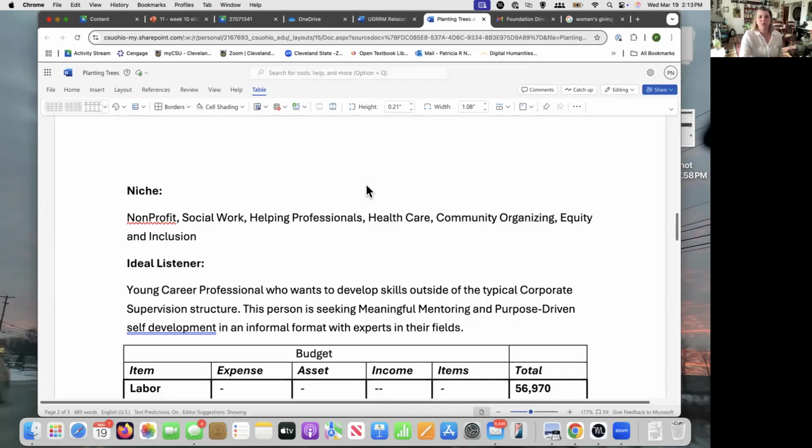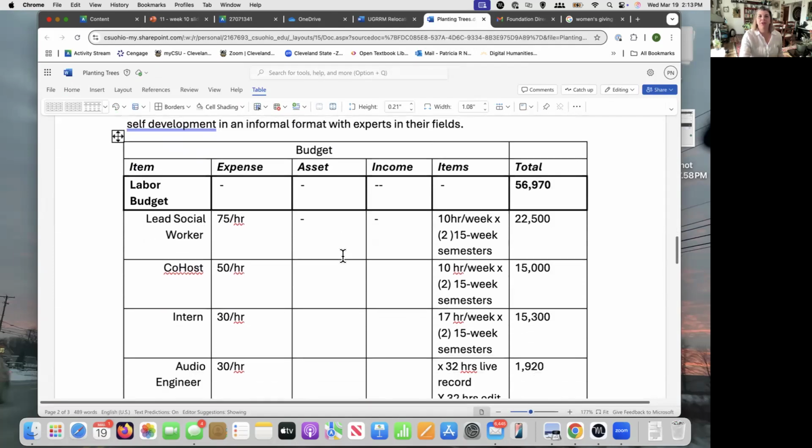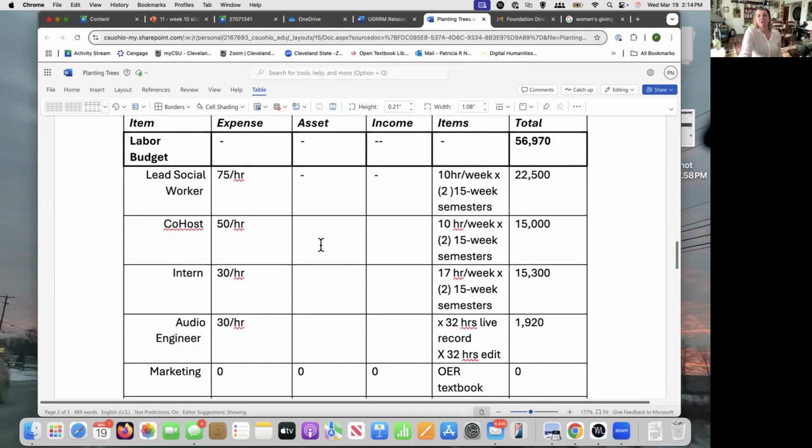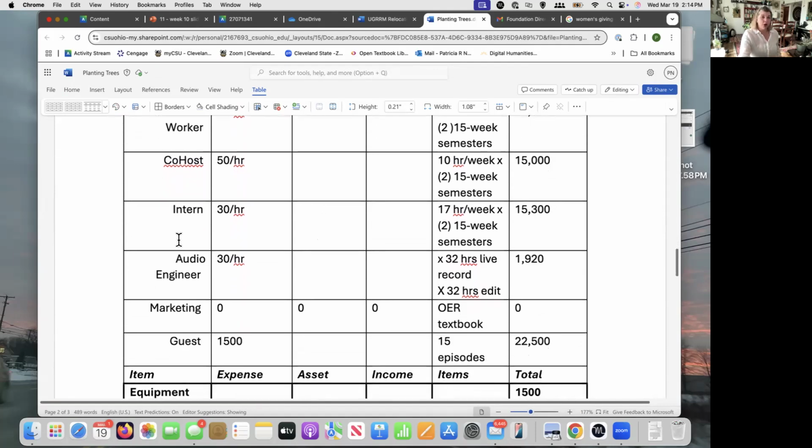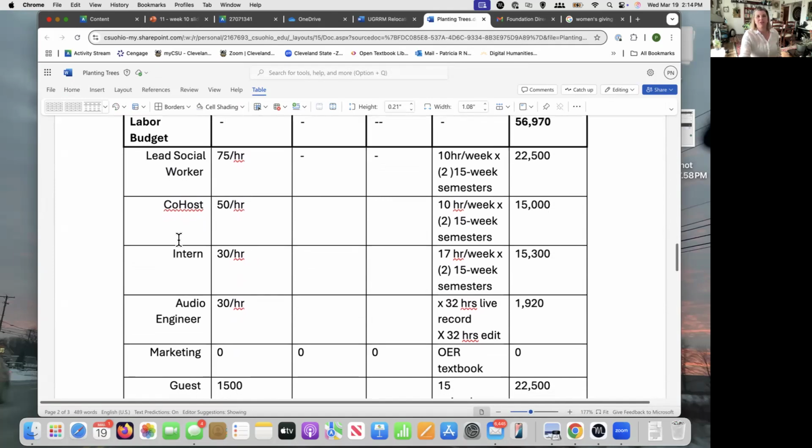You'll see in here under labor, I paid myself as lead social worker $75 an hour on this prospective budget to work 10 hours a week. I think that's realistic for this kind of project development. I would need a co-host. I'd like to reimburse interns, how many of them for how many semesters, and we have a running total.